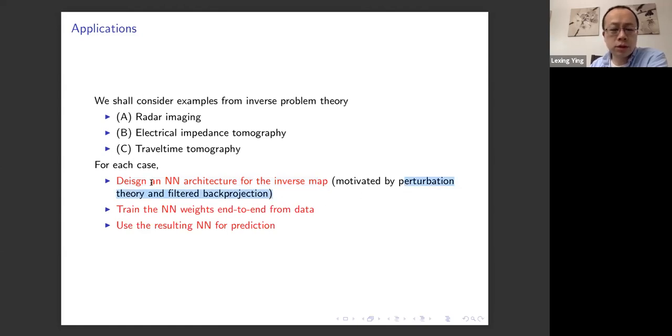Once we decide the neural network architecture, what we're going to do is train the neural network weights end to end from the data, using the training data. And finally, the resulting neural network with the trained weights is going to be used for inference and prediction.